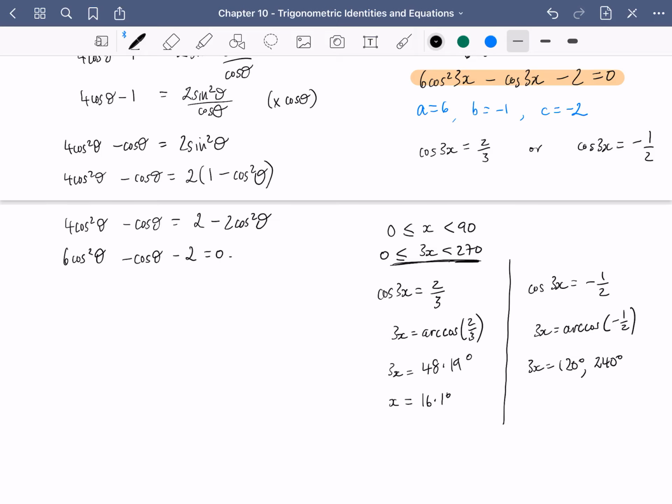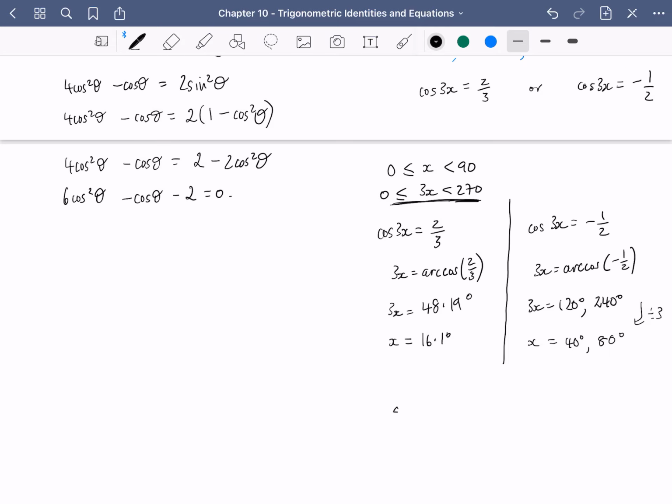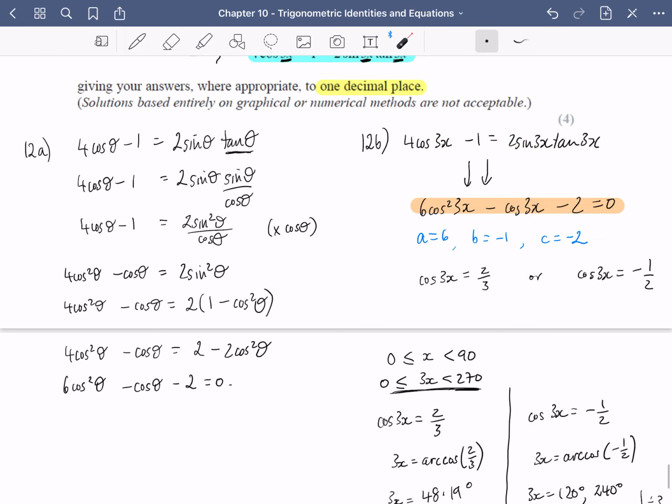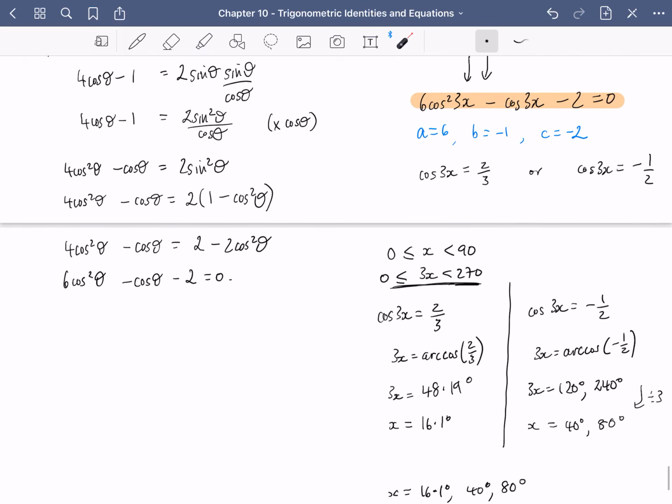So all I need to do now to go from 3x to x is take these answers and divide them by 3. Well, 120 divided by 3 is 40, and 240 divided by 3 is 80. So the solutions that I have for this question, which was a lot of work, are 16.1 degrees, 40 degrees, and 80 degrees. And it just makes sense to check, is it inside the original range? So we've got these ones here. Yeah, the range is between 0 and 90, so we've definitely got those answers.